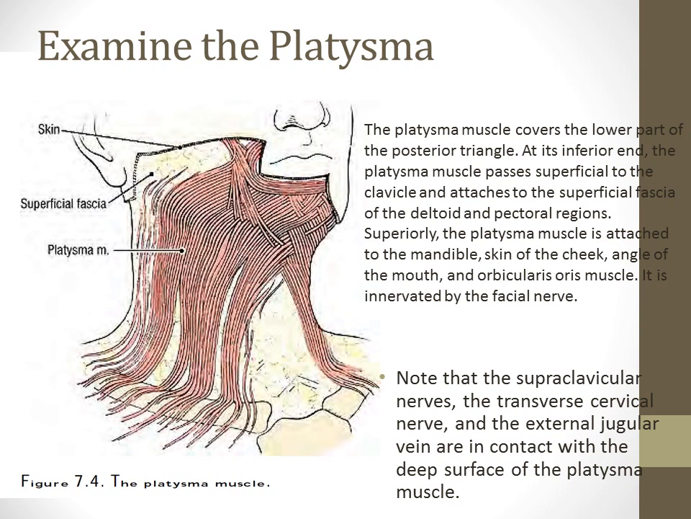On this slide, we can actually see the platysma muscle, which I have already mentioned, and you can see it's very, very thin. This is just copied from the dissector, so when you examine the muscle, you will see how delicate it is, and as I mentioned, it's a muscle of facial expression. The lower part of the posterior triangle will be covered by it, and you can see it passes superficial to this bone, which is the clavicle, and it attaches to the superficial fascia of the deltoid and pectoral regions.